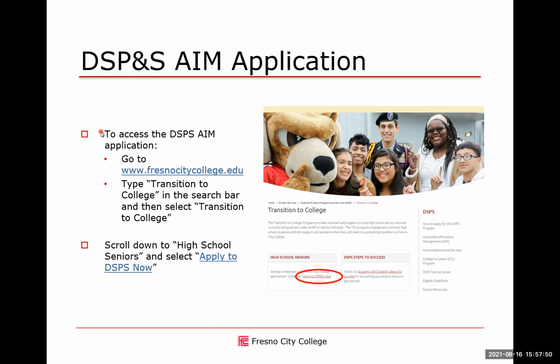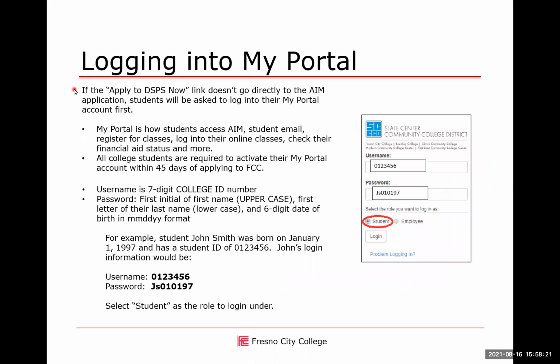To access the DSPS application, go to www.fresnocitycollege.edu. Type Transition to College in the search bar, and then select Transition to College. This will bring up the Transition to College webpage. Scroll down the webpage to where it says High School Seniors and click on Apply to DSPS Now. If the Apply to DSPS Now link doesn't go directly to the AIM application, students will be asked to log into their MyPortal account first.